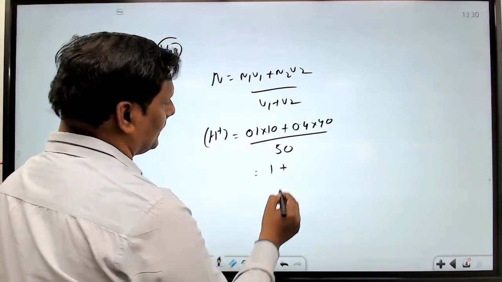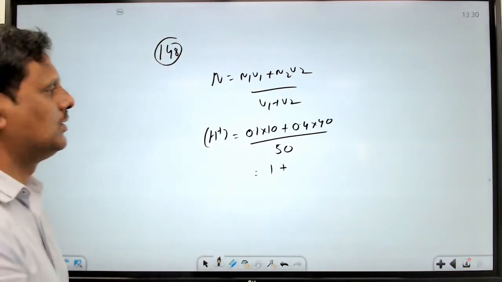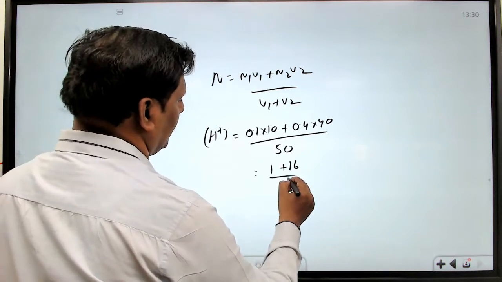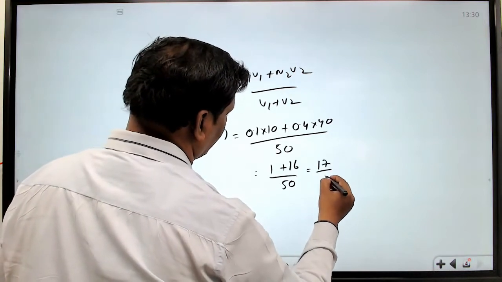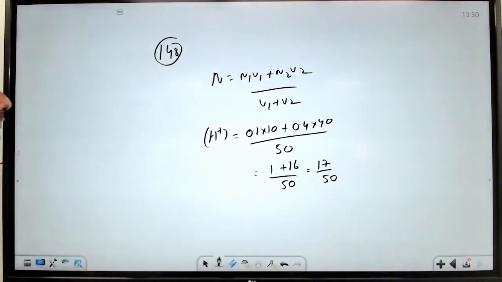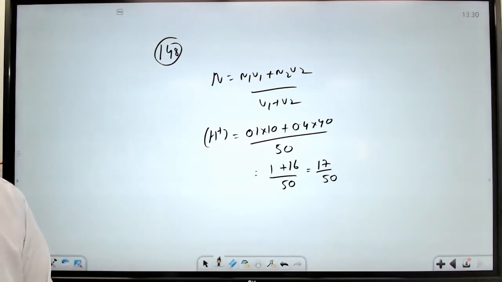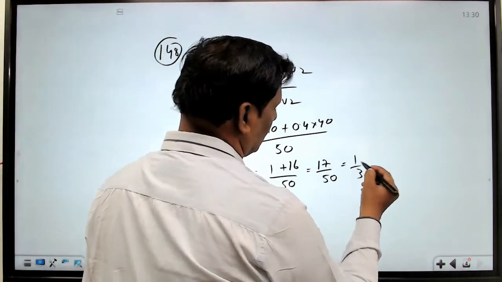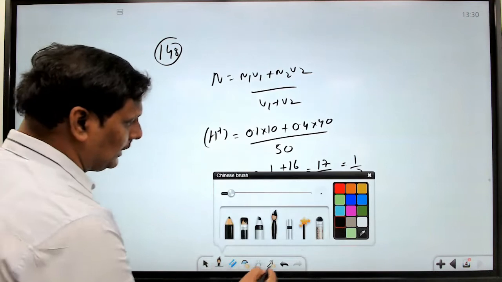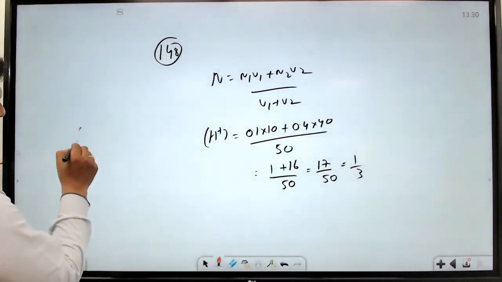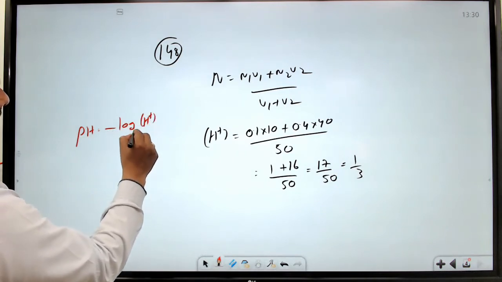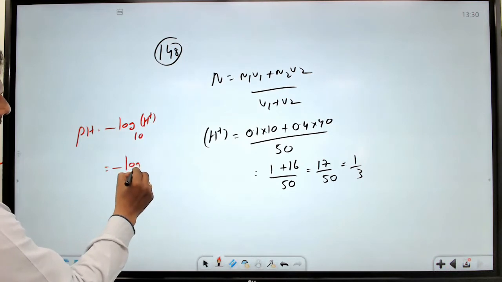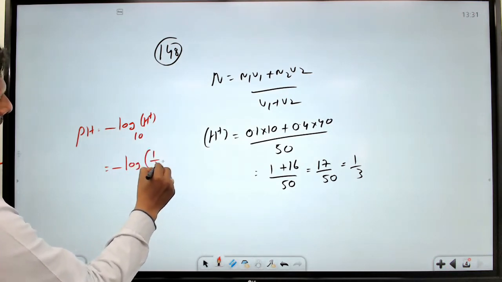This comes to approximately 17 by 50. 17 by 50 is approximately 1/3. But we need to calculate pH. pH is equal to negative logarithm of H plus concentration, negative logarithm of 1/3 to the base 10.